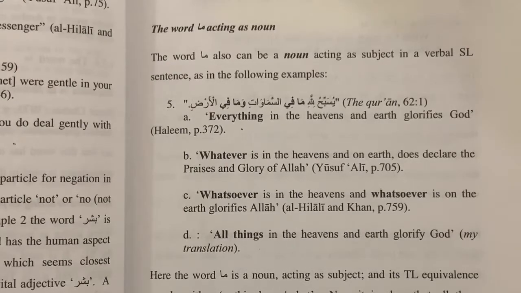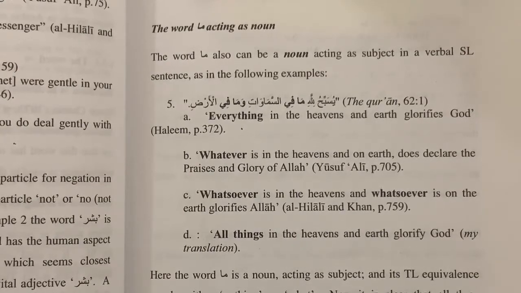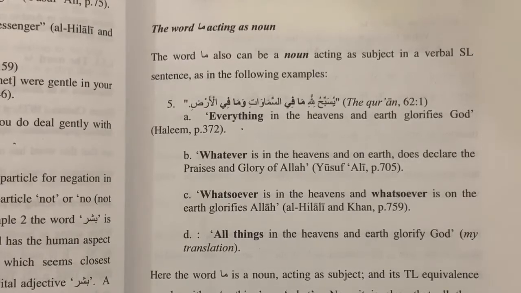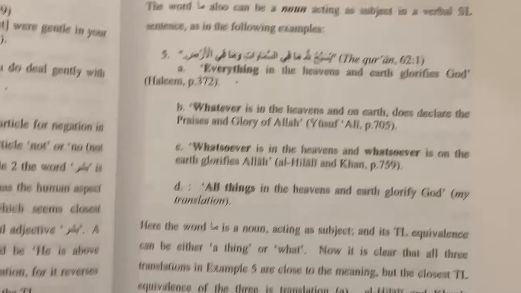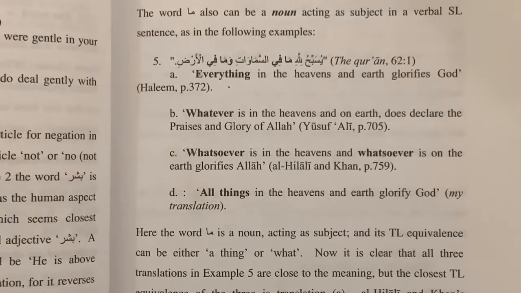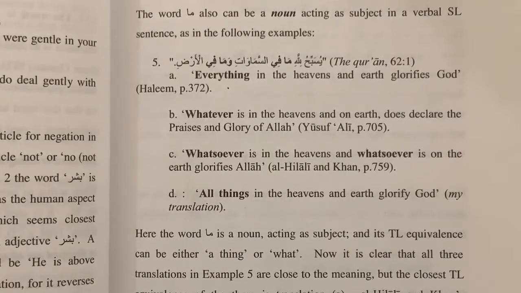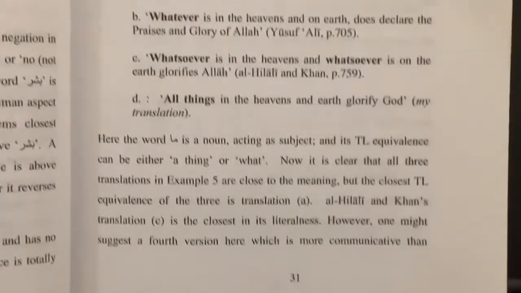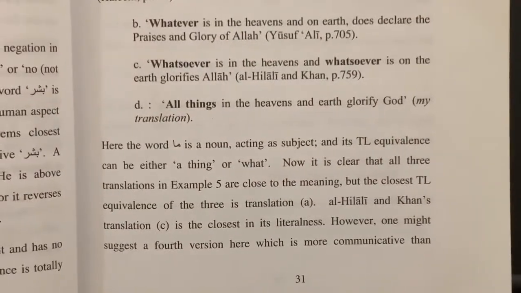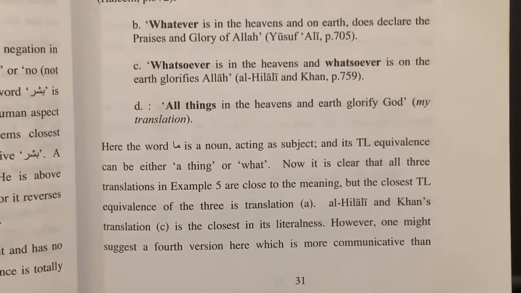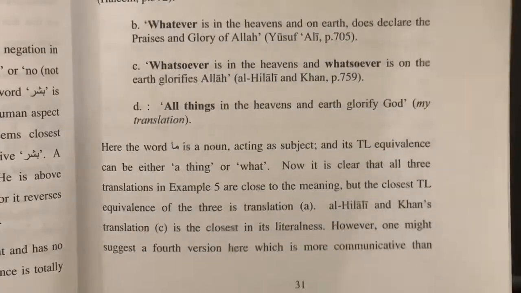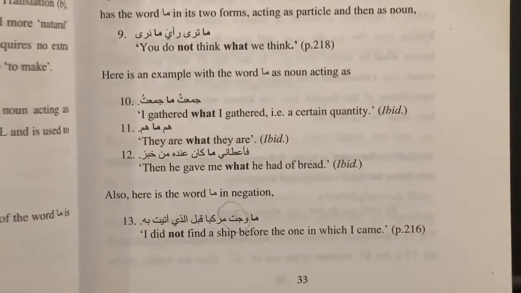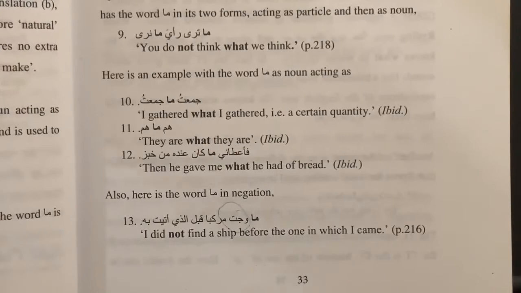And then you have another translator saying, whatever is, or everything is, and then whatsoever. So all of these three are, and you can say all things in heaven and earth. This is my translation. The word ma here means a thing or what, as in the examples shown earlier. And here's my explanation, and I don't want to go through it. If you have time, you can always look at it and actually analyze it. There are still more uses of ma in terms of translation.